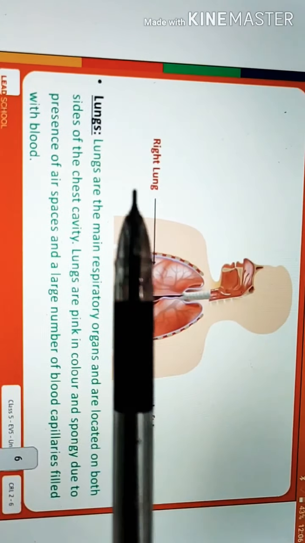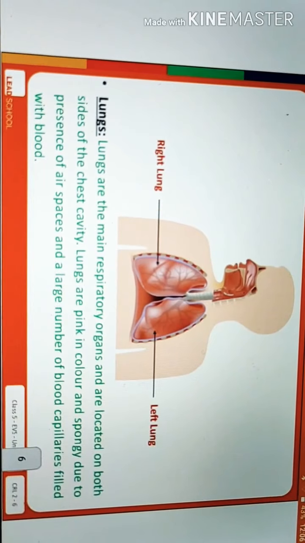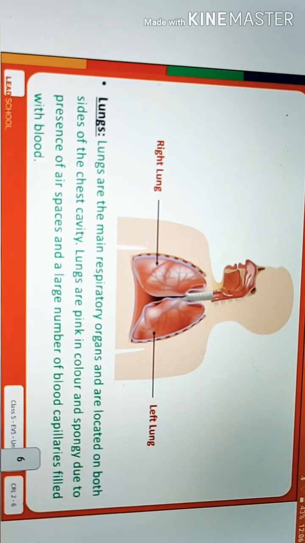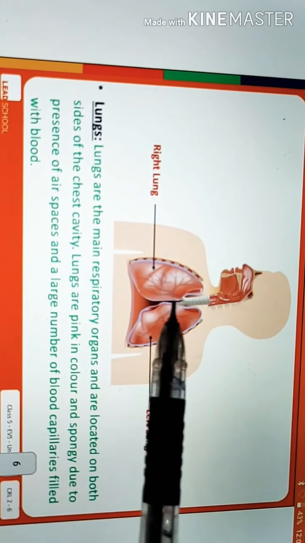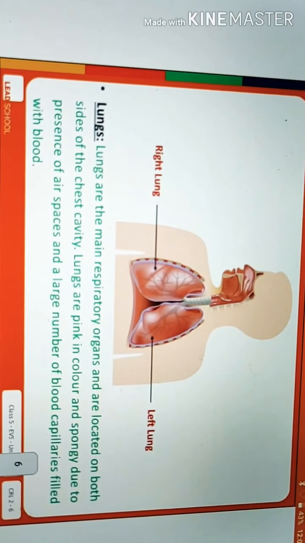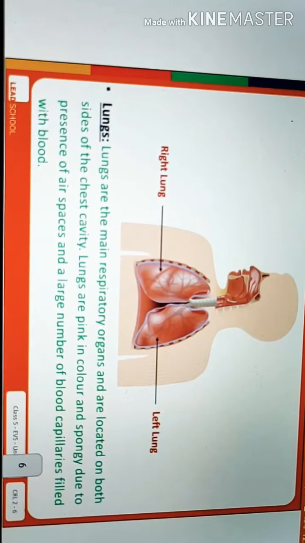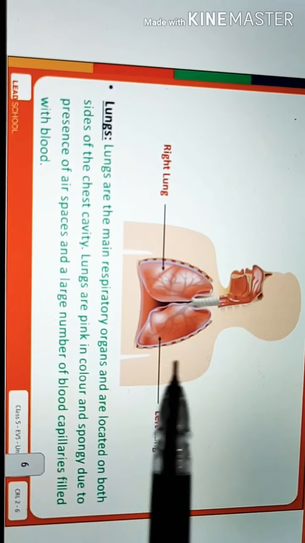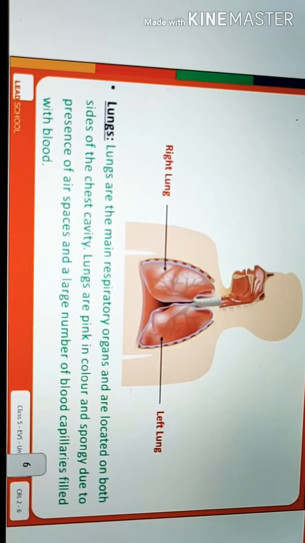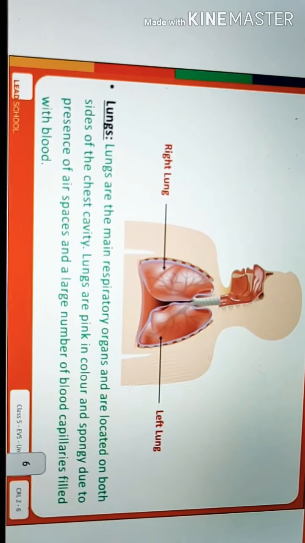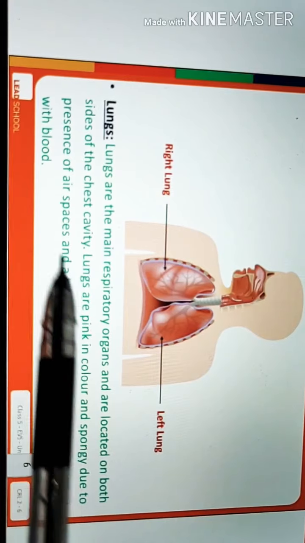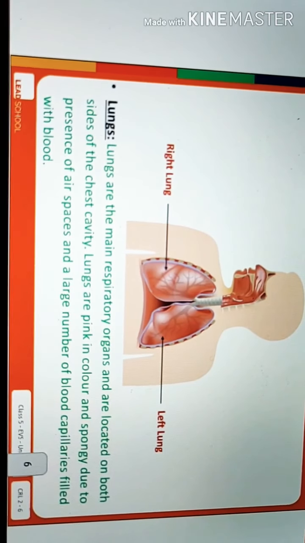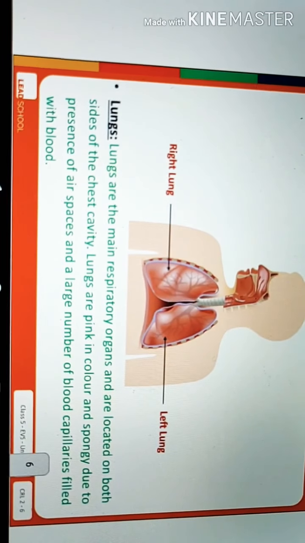Now next is lungs. Lungs are the main respiratory organ and are located on both sides of the chest cavity. And lungs are pink in color. And they are spongy. Why are they spongy? Due to the presence of air spaces and a large number of blood capillaries filled with blood.